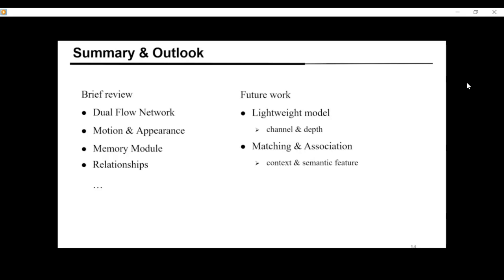In our future work, we will further study how to combine the dual-flow network and memory model to achieve a more ideal result under the premise of being lightweight. Thanks for your attention.